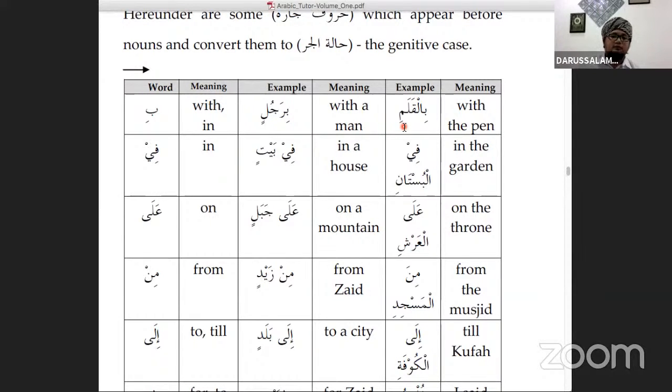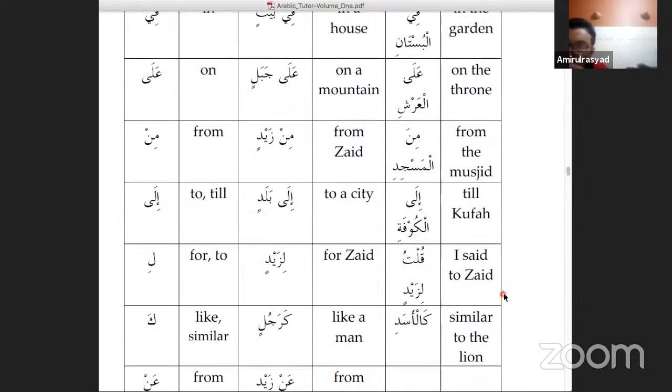Okay, go on. Next. Min. From. Min Zaidin. From Zaid. Minal Masjid. From the Masjid.